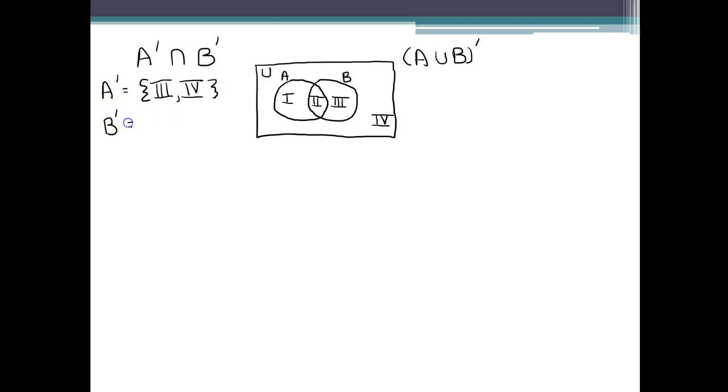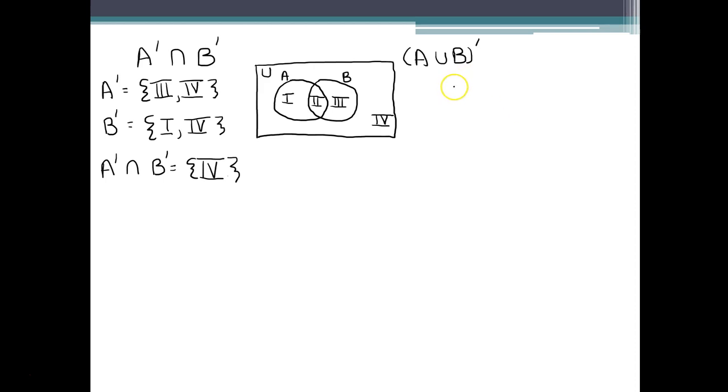Then for B complement, B has 2 and 3, so B complements everything else, which would be 1 and 4. Then to do the intersection, you're looking at the two results we just got, and you're seeing what do they have that's the same. Well, 3 is not in both, 1 is not in both, but 4 is. So they both have region 4. So they both have any elements that are found in that region.